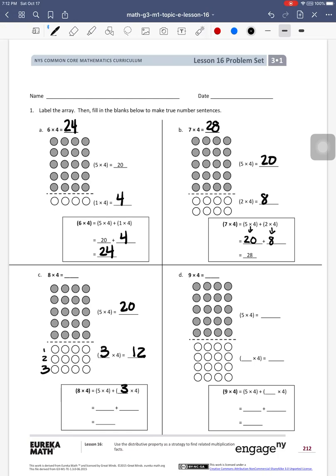Or, what does 5 times 4 equal? 20. And what does 3 times 4 equal? 12. So 20 plus 12 equals, right, 32. So 8 times 4 equals 32.